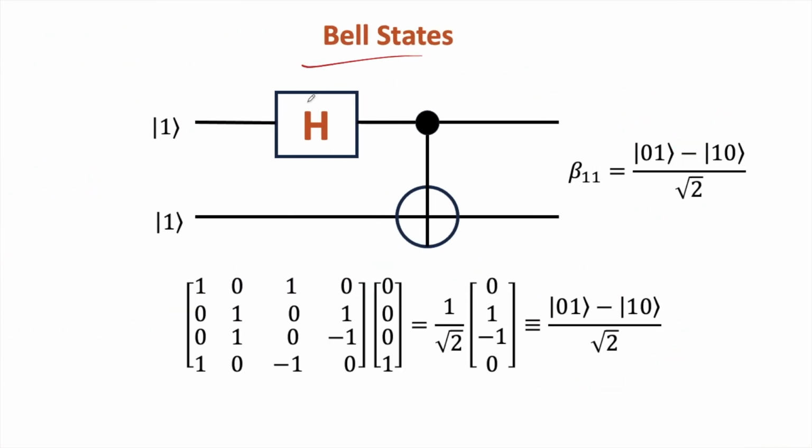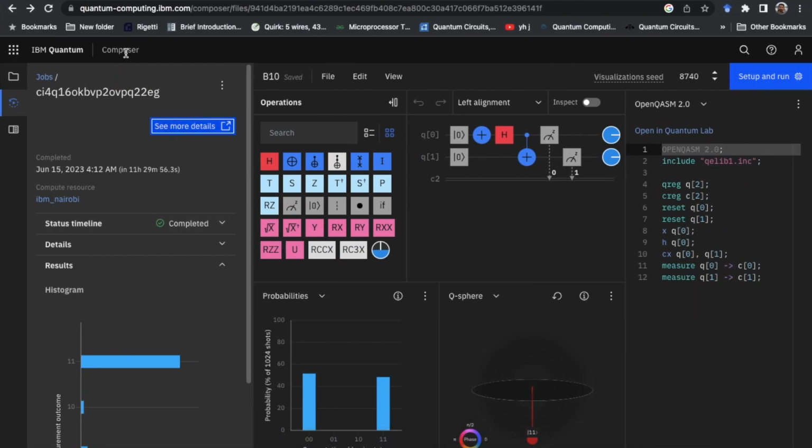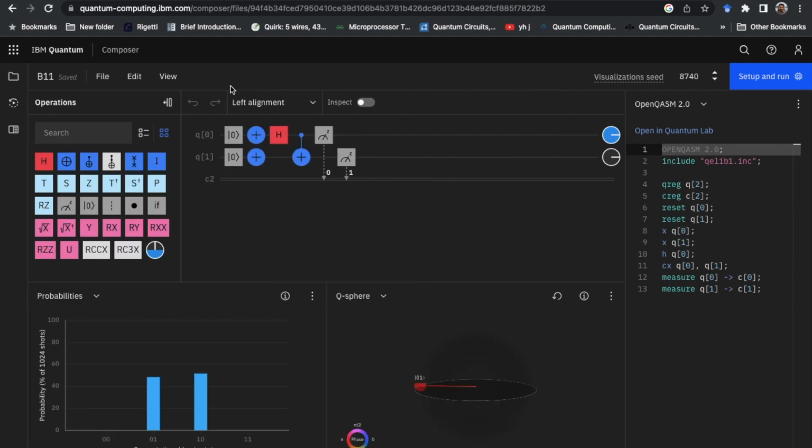Go to the next Bell state, which is beta 11, where the input is k11 and the output is k01 minus k10 by root 2. As expected, this is the transformation matrix, where this is the column matrix of the k11 state, and this is the output, which is equivalent to this state. Now go to the IBM quantum computer composer section. So here you can see this is the circuit to create the state beta 11, and here you can see a NOT gate is applied after the k00 input, and these are the output, and this is the Q sphere output here.